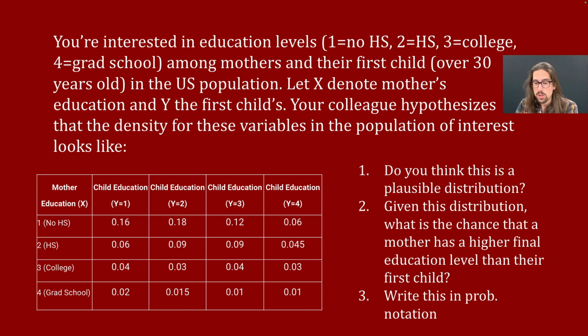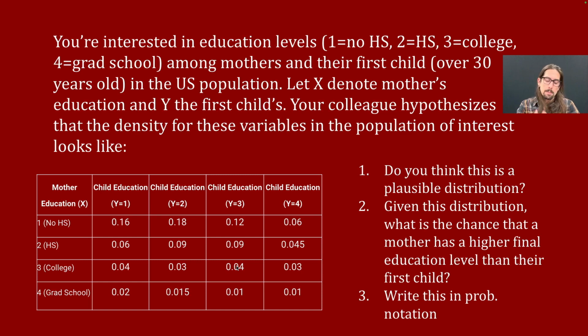So, okay, first question, is this plausible? Well, let's look. Right off the bat, maybe what we should do is ask, what are the most likely outcomes here? So we have these numbers, 16%, 18%, 12%. These numbers are much smaller, like 9%, 4.5%, 1%. So does it make sense that most mother-child pairs are relatively low education? In the US, I think something like 30, 40% of people have high school education or less. So this tracks. Again, I don't know too much about this.